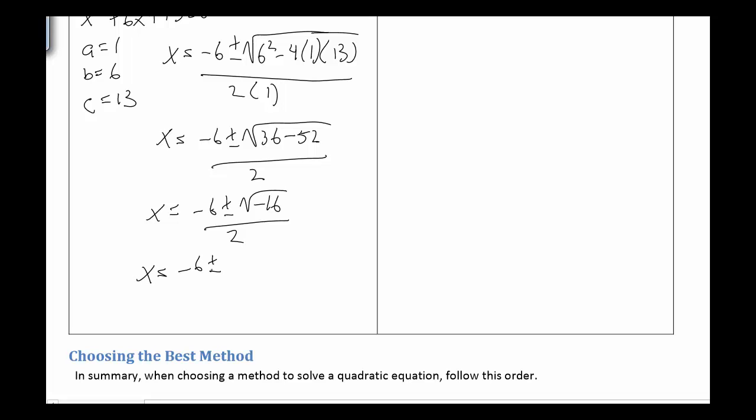So let's see, the square root of 16 is 4, but the square root of negative 16 would happen to be 4i, all over 2, so we end up with negative 3 plus or minus 2i. That's a perfectly fine answer.